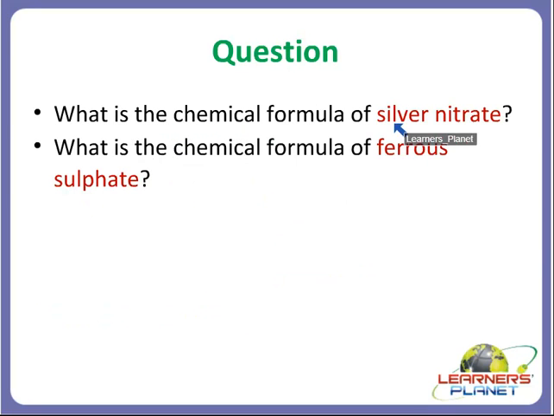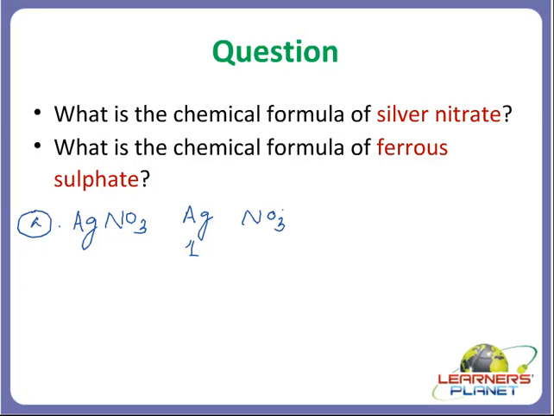What is the chemical formula of silver nitrate? Right? Silver nitrate, you can easily tell me, we have discussed it just now. The symbol for silver is Ag, for nitrate is NO3, the valency of silver is 1, the charge on nitrate is 1, so we'll cross multiply it and what I'll get here is AgNO3. Okay, students? Now our next question is, what is the chemical formula of ferrous sulfate?